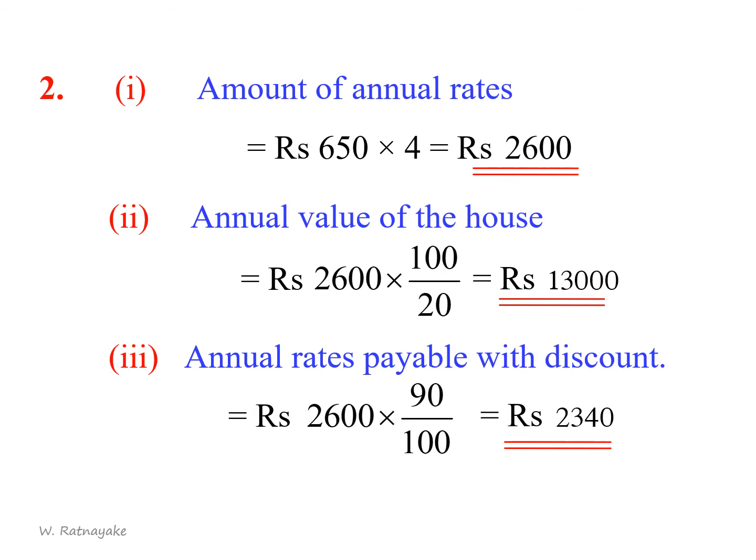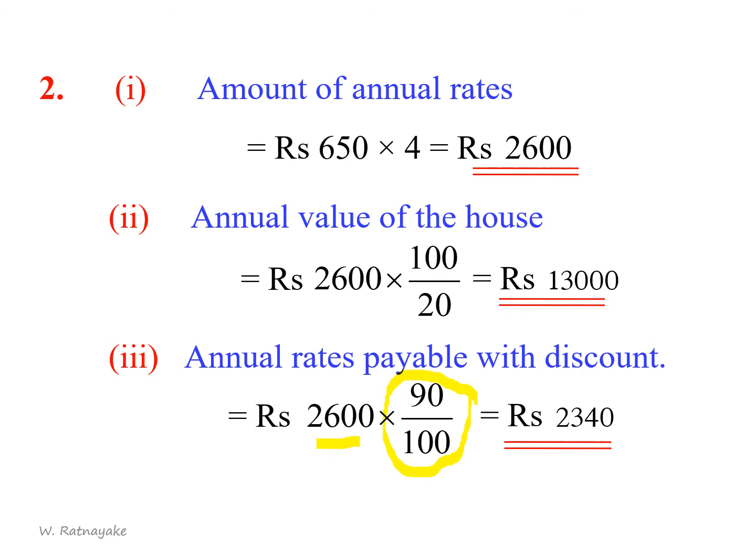to find the rates that you have to pay, you have to multiply this 2,600 by... 10% is reduced from the annual rates. Now, therefore, only 90% will be calculated for the rates payable.